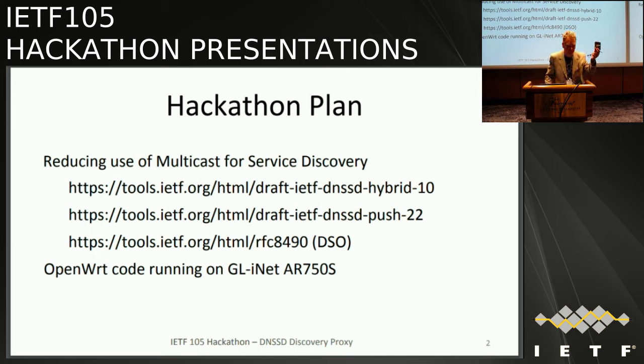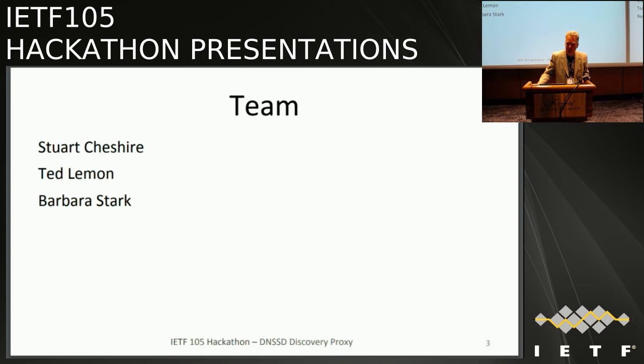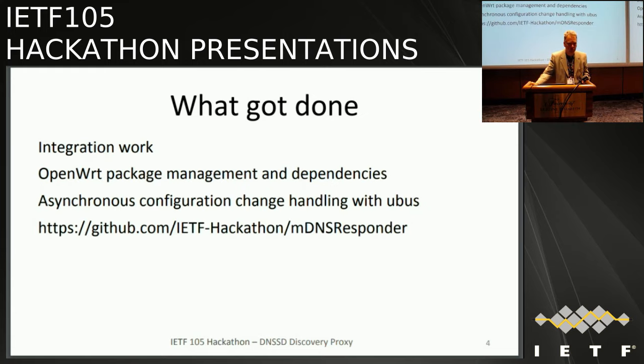We've been building code for OpenWRT running on these little GL.iNet AR750S pocket gigabit routers. I was here working with Ted, and Barbara joined us. Thank you, Barbara. We did a bunch of work with integration, OpenWRT package management, dealing with asynchronous change notifications with ubus to really polish this code. This is all available on the IETF Hackathon GitHub, and we now have pre-built packages. You can download it yourself and run this, and in about 5 minutes have your own discovery proxy running at home. Thank you.